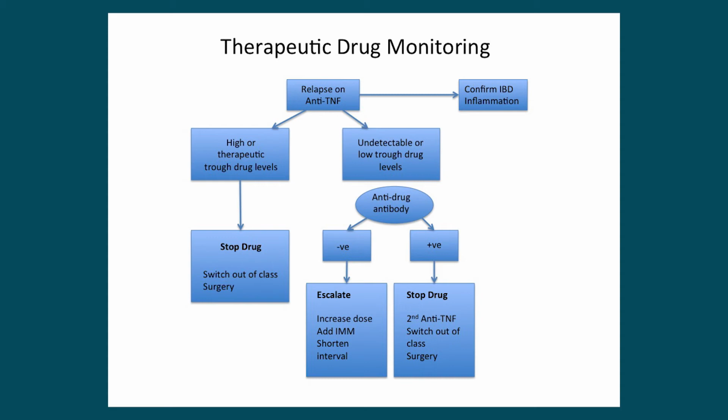And if her trough levels are very high, it would suggest there's a good level of drug in her system, and we should perhaps think of changing to out of class to give her a better option that might fit for her. Maybe I can give you some clinical examples, again just to illustrate some of these points.